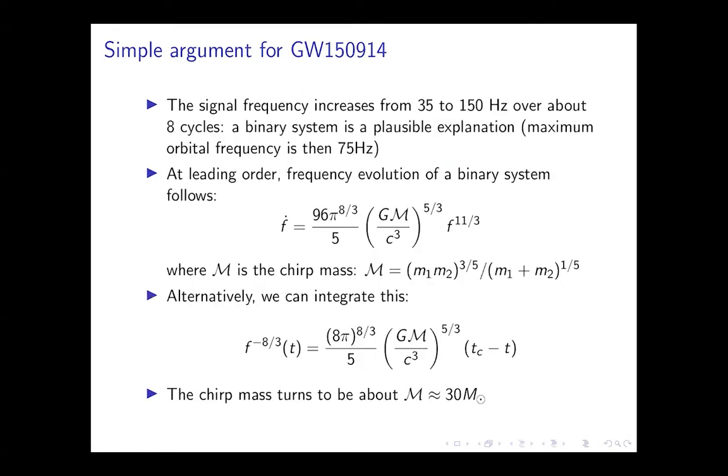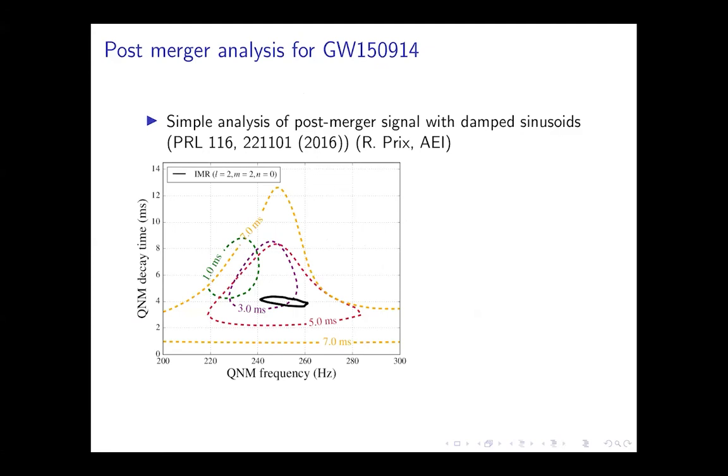So what is done in this plot is the following. You start from the peak of the strain amplitude, and you measure time with respect to that. Then you say that at a given start time after the peak of the amplitude, we want to fit this damped sinusoid, and find the best-fit values for the frequency and the damping time. What is shown here are the contours of, I think, the 90% probability for the frequency and damping time for different choices of this starting time.